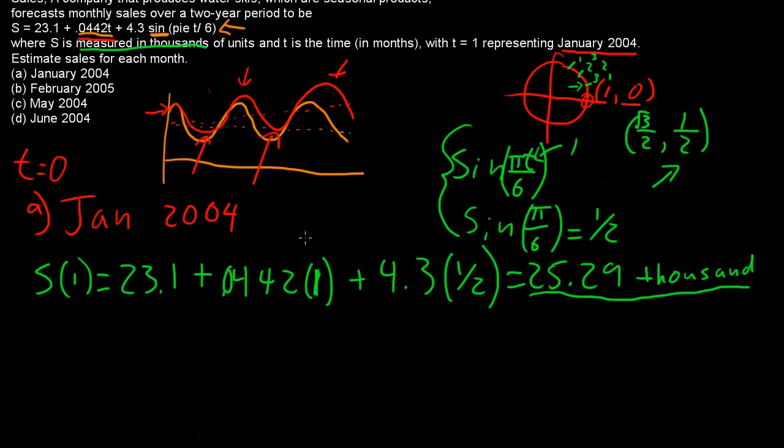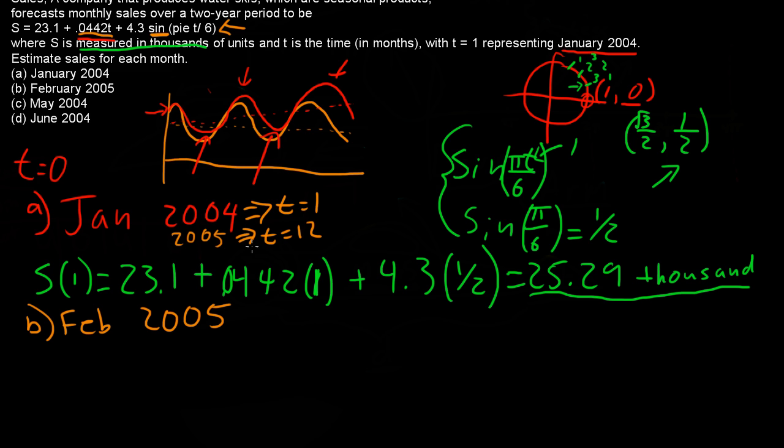Alright, so now let's go ahead and jump down to B. Let's grab a different color. Now for B, it wants us to find February 2005. If January 2004 is t equals 1, and time goes over in months, then after 12 months we'd be back at January 2005, so that would be t equals 12, but we're in February, so that means t is going to equal 13. So we're going to plug 13 into this problem.